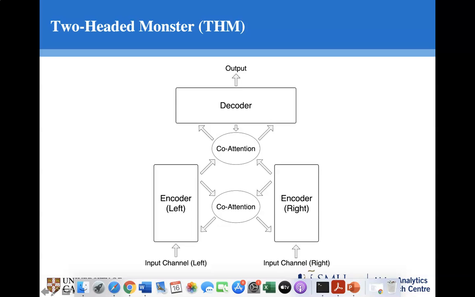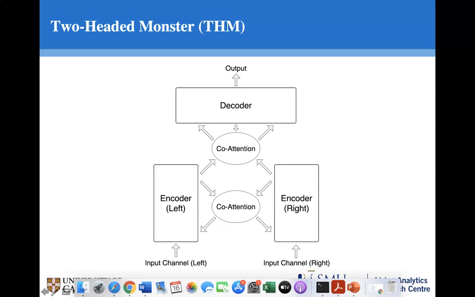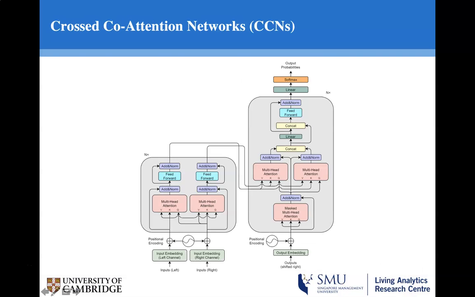Once we have a definition of co-attention, we can introduce our two-headed monster paradigm. We expect this type of neural structure to benefit from having two parallel input channels that would be intertwined with each other through the co-attention mechanism. As shown in the figure, the neural structure has two encoders and one decoder. Co-attention mechanism is used to not only connect two encoders, but also connect encoders with a decoder. Under the umbrella of two-headed monster, we design transformer-style networks termed crossed co-attention networks.